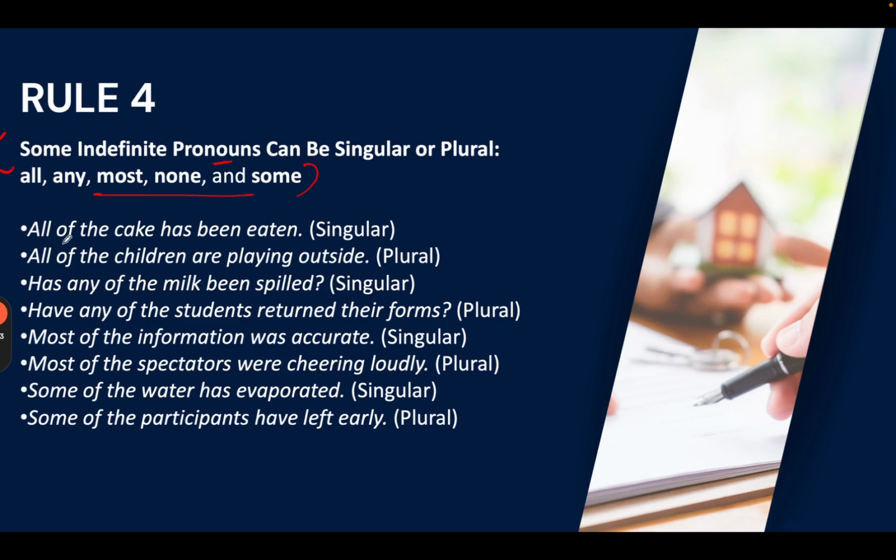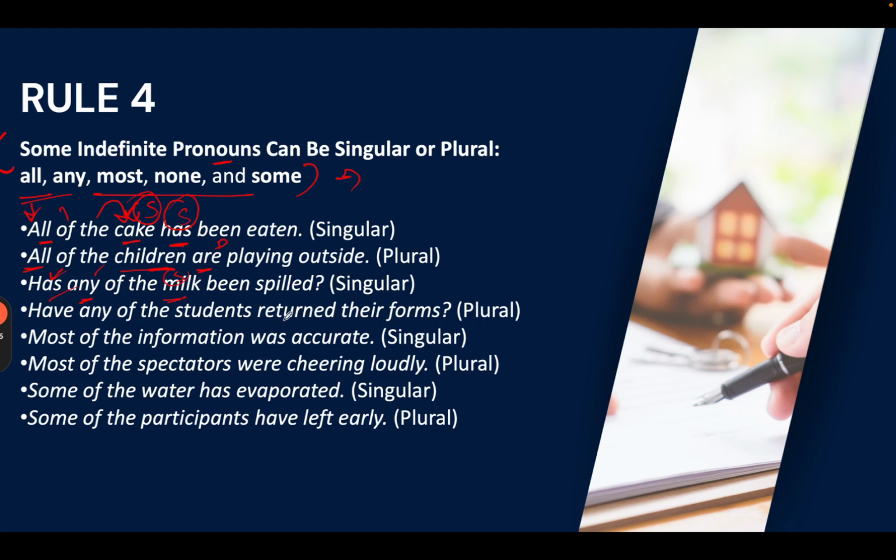Let's look at examples to understand how we know which verb to use when these pronouns come into the picture. Now it says, all of the cake. Cake is singular, which means my verb is also going to be singular. Whatever these pronouns carry is going to decide what the verb form is going to be. In this sentence, the indefinite pronoun all was carrying the subject cake, which is singular, so the verb was also singular. All of the children: now, all is carrying children, which is plural in form, so the verb is also plural. Has any of the milk been spilled? Any is carrying milk, which is singular, so we have used the singular form of the verb, that is has.